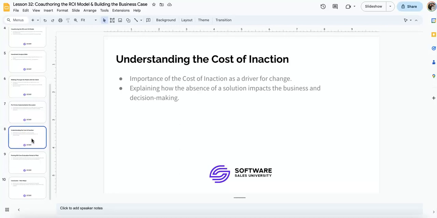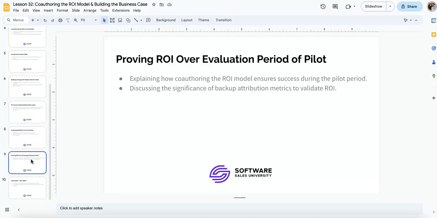And then understanding the cost of inaction. This is the driver for change. This is what we're saying, the cost of staying the same. So if nothing changes, here's the cost that you're incurring already, and here's how we can relieve it by implementing our dashboard or our solution.